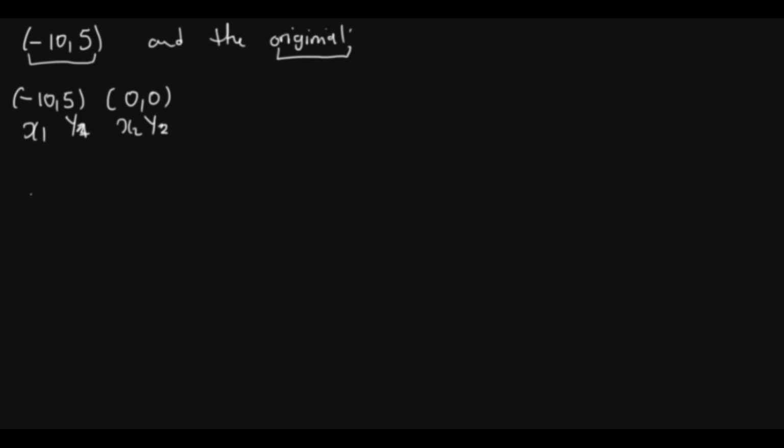So here we have not been given the gradient. So what we are going to do is first find the gradient, because from the equation we can see that we need the gradient. So the gradient is needed. Let's first find the gradient. Gradient is equal to y2 minus y1 over x2 minus x1.